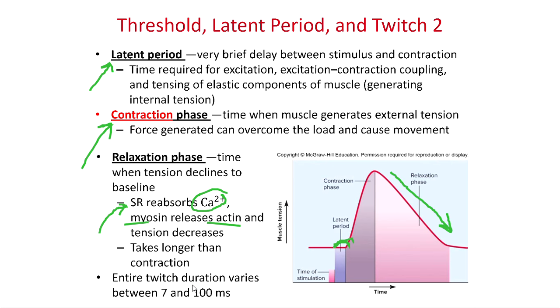So how long this twitch takes varies. If we have fast twitch fibers, we're going to have 7 milliseconds. If we have slow twitch endurance fibers, we're looking at closer to 100 milliseconds.